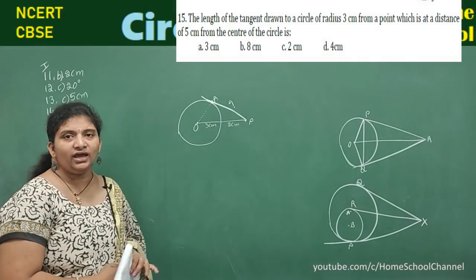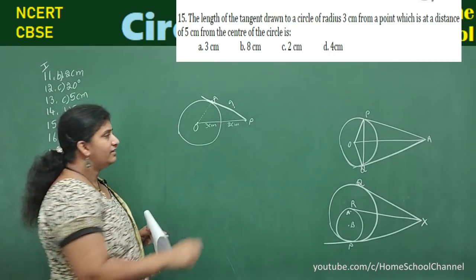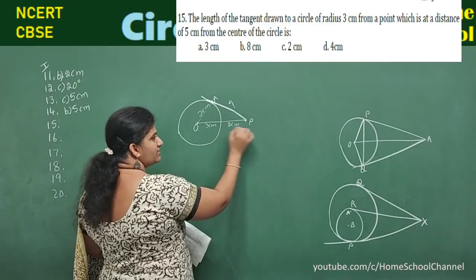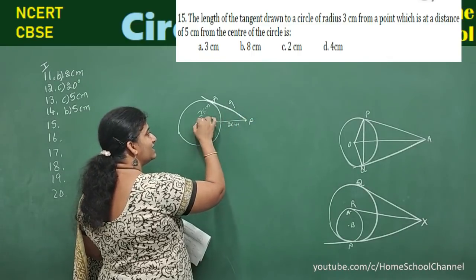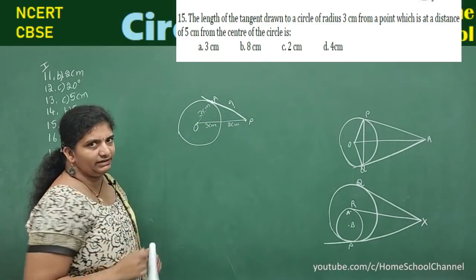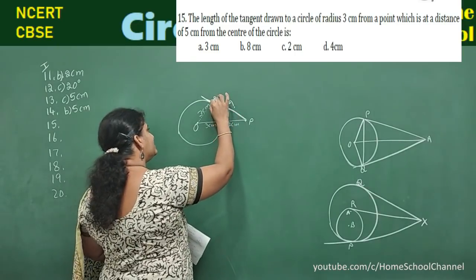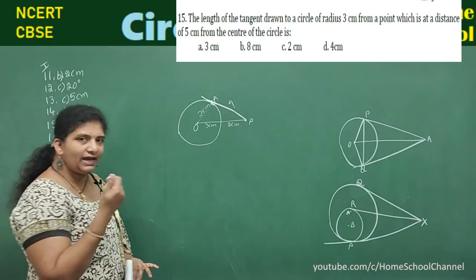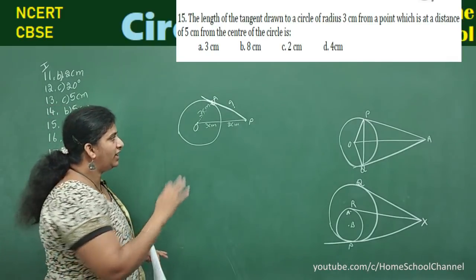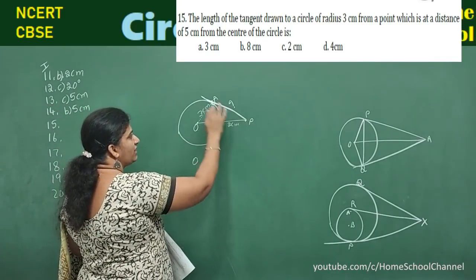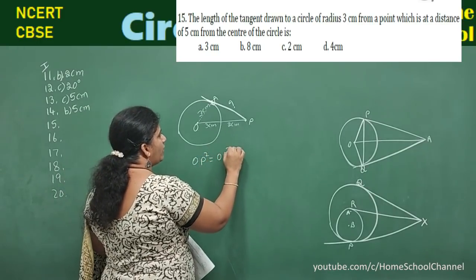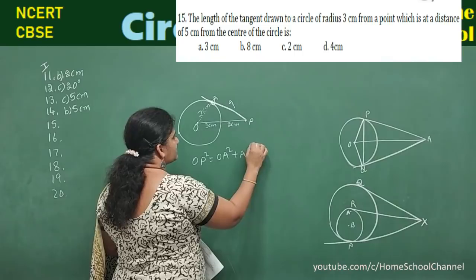What is OA? OA is a radius. Radius is how much? 3 centimeters. And I know this length, external point is 5 centimeters away from the center. Angle A is right angle. I can say a right angled triangle. Again, I apply Pythagoras formula. That is, OP becomes hypotenuse. OP square is equal to OA square plus AP square.